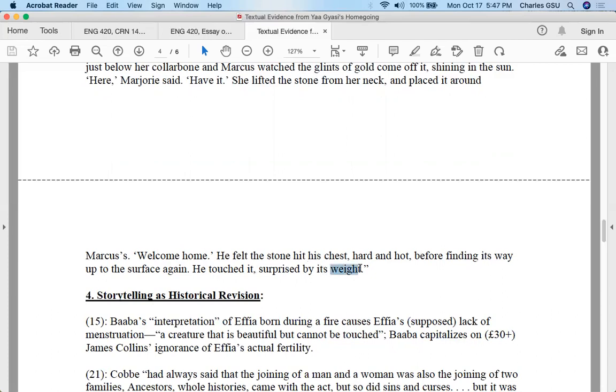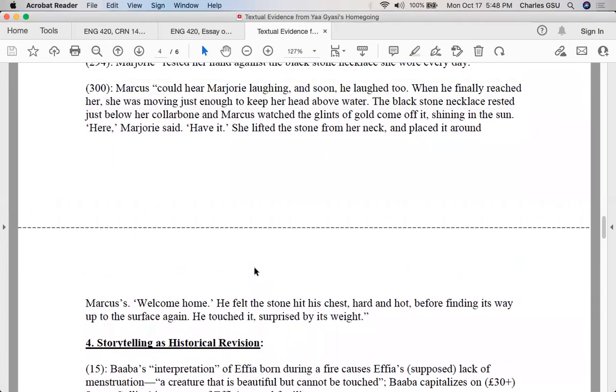Of course, there's a pun on weight, meaning burden, significance, but also physical weight. So this is kind of where we get the homegoing of the novel, right? They've returned, Marcus and Marjorie have returned to Ghana, because remember, they're raised in America, as is Gyasi. So she does, in fact, give it away, even though she's told by her father not to.